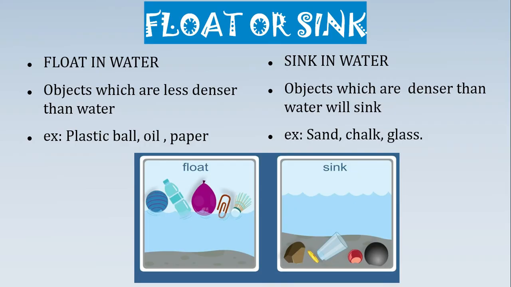Now comes the next property, that is float or sink. Float or sink comes under which property? This is because of the insoluble property. As we have seen, some materials which are insoluble either float or sink. Why do they float? Because objects that are less dense than water float on water. Example, as you can see, plastic ball, balloon, paper, these all float on water.